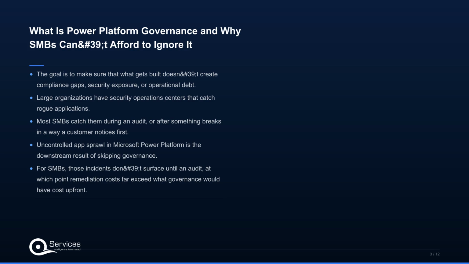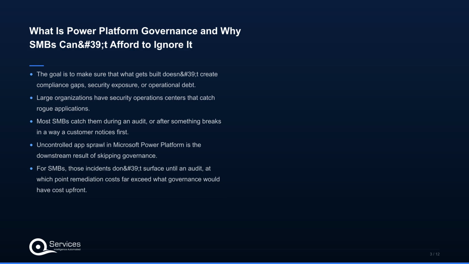For Power Platform for SMBs, the stakes are higher than in enterprise environments in one specific way: there's no dedicated team watching for problems. Large organizations have security operations centers that catch rogue applications. Most SMBs catch them during an audit, or after something breaks in a way a customer notices first.